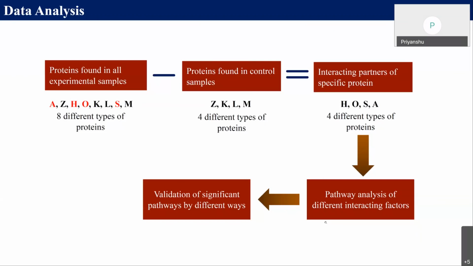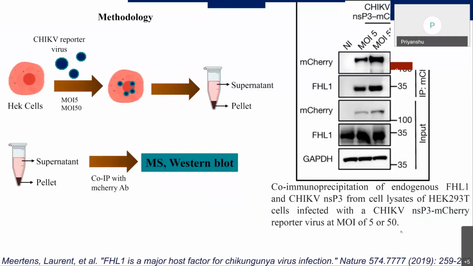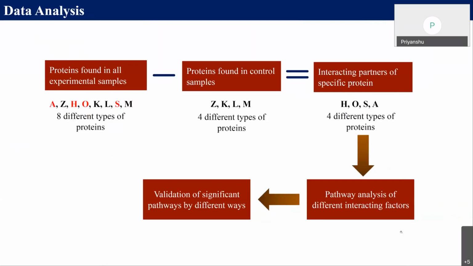These 4 different proteins are further validated through interaction studies, and once you get these factors, you analyze them by pathway analysis and further validate them in different ways. I think bioinfo persons know that pathway analysis. So till here, we have learned about the co-immunoprecipitation technique.